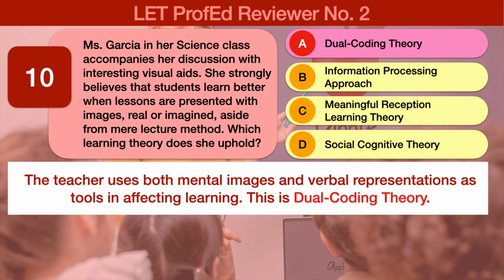The correct answer is A. Dual coding theory. The teacher uses both mental images and verbal representations as tools in affecting learning. This is the description of dual coding theory. B tells about gaining insight in understanding information. C talks about relatedness between previously known information to new information to make learning more meaningful. D explains that students learn by what they see.